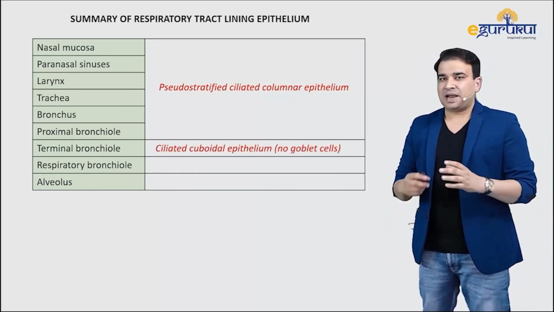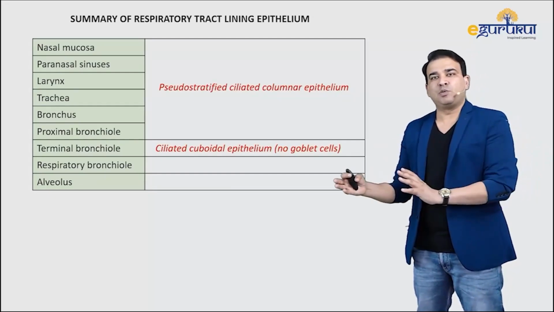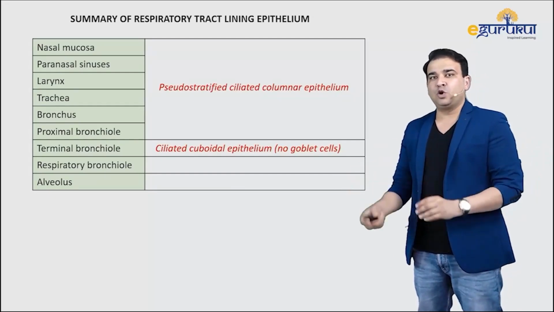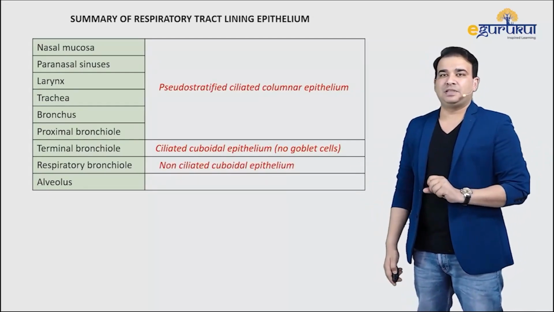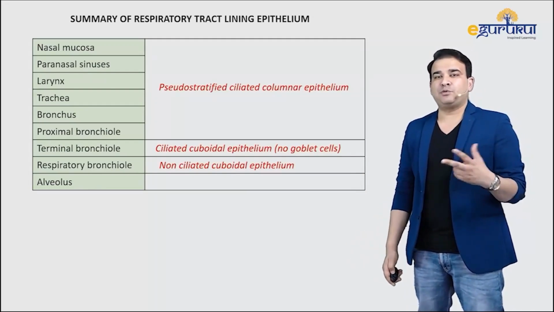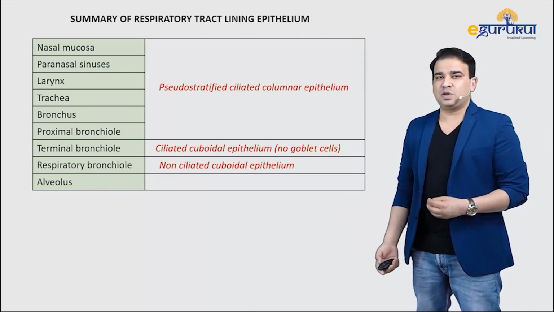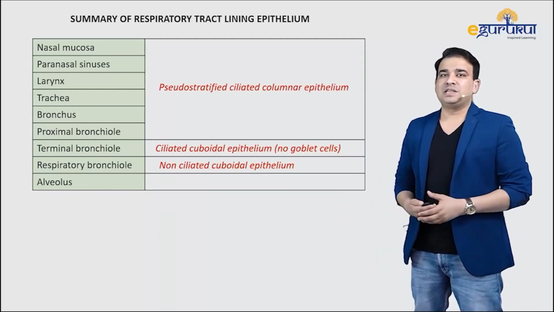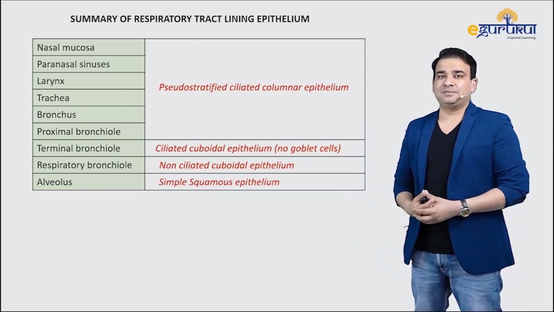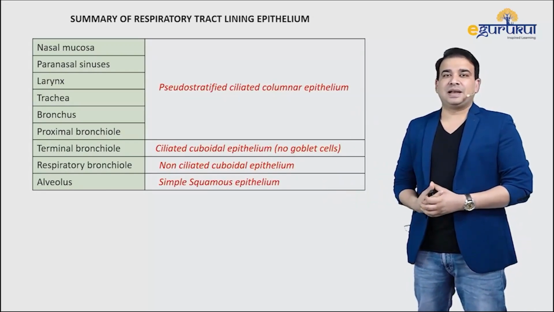Respiratory bronchiole, the lining epithelium again now changed from the ciliated cuboidal to the simple cuboidal. And I said if you have to go with one, go with the non-ciliated cuboidal epithelium in that case. And finally the alveolus, which is having the type 1 and type 2 pneumocytes. And because the predominant cells are the type 1 pneumocytes, if you have to go with one option, that obviously is a simple squamous epithelium. So that's about the summary of the respiratory system lining epithelium.